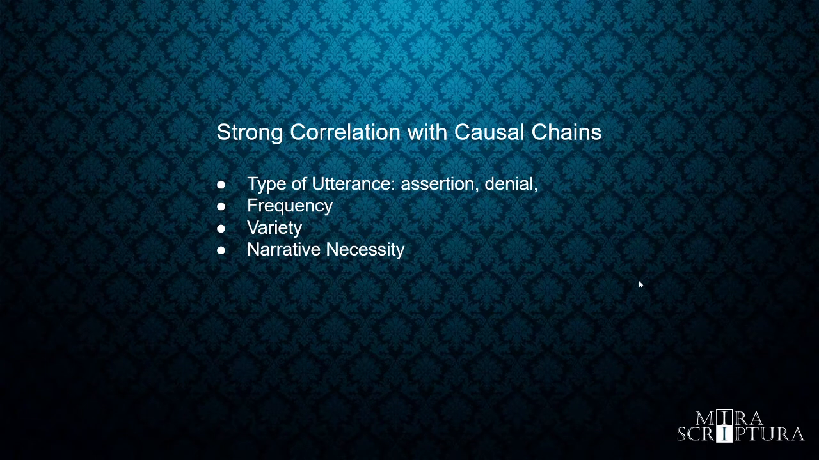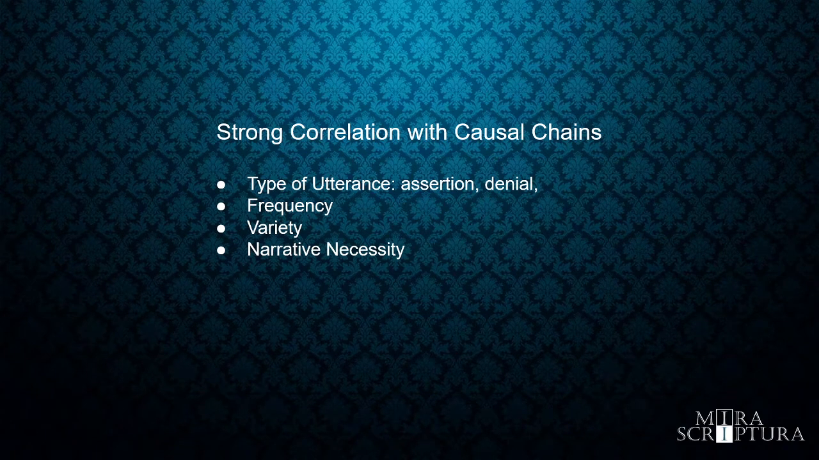All right, so the first one is type of utterance. I've found that an assertion or a denial is a strong signal that the statement should be mirror read. Again, these signals are not great evidence in and of themselves, but I found in the past that they strongly correlate with strong causal chains. And so as I'm mirror reading, even if I don't have a strong causal chain, I'm more apt to mirror the statement if it adheres to one of these criteria here.